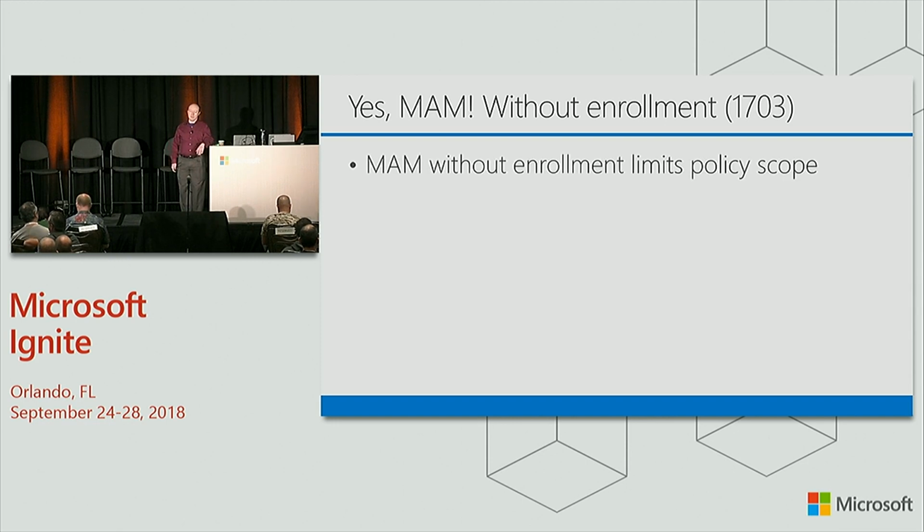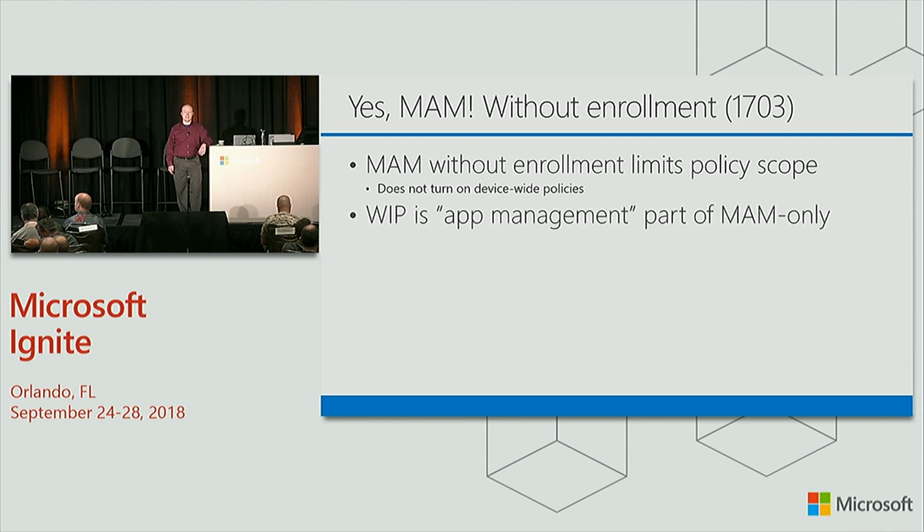Without enrollment is what we mean. So MAM without enrollment limits the policy scope. You can get MAM policy delivered through MDM on my Azure Active Directory joined machine, my domain joined machine, what have you. But if you want to do this on a personal device, they kind of don't appreciate it if you have the ability to go and nuke it and do a factory reset. So with a without enrollment policy, you can't do that. But you still have control over some of your data. And WIP is the app management part of MAM.